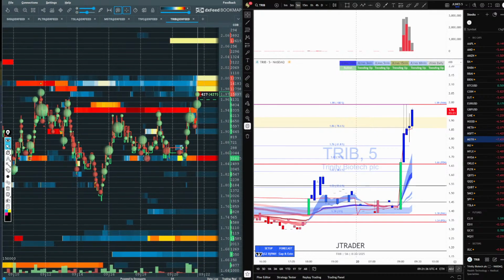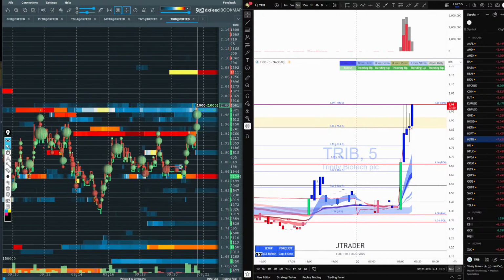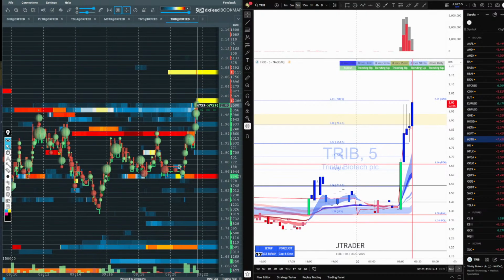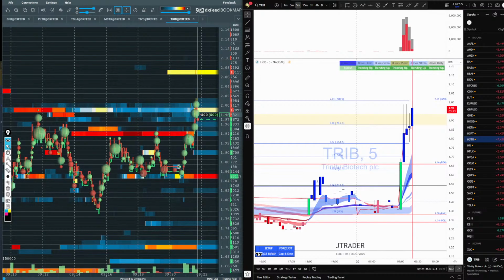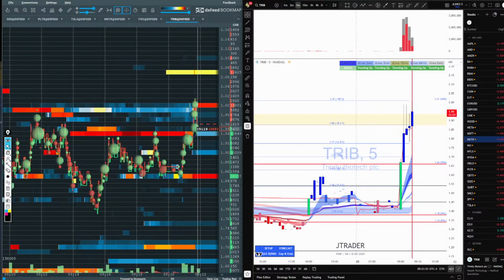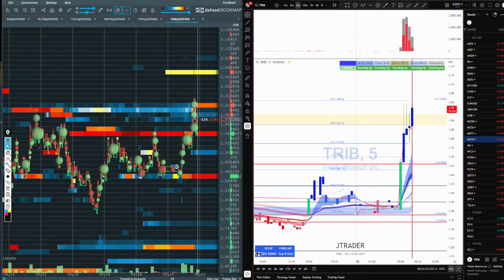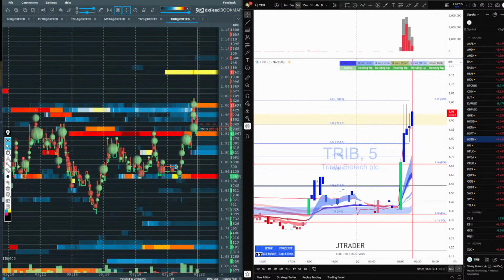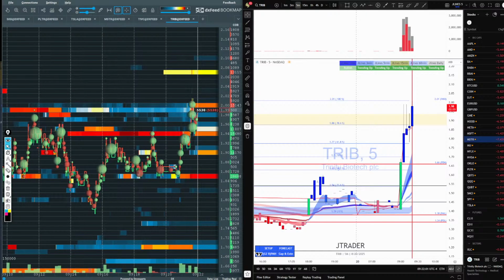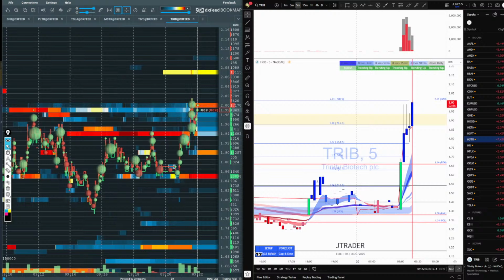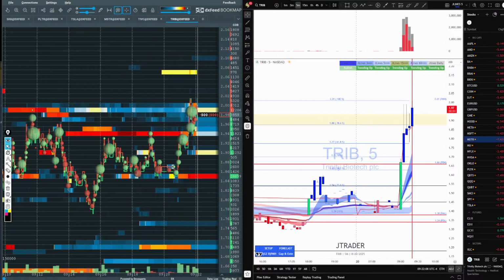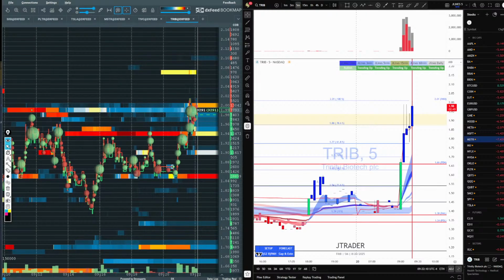Okay. Entry long 194. I'm risking very tight now, 194 itself. Let's see if it can break 2 and hold the 2. Don't short this, guys.